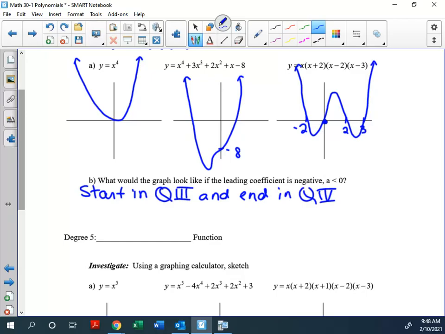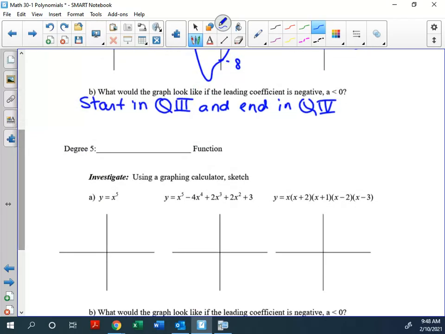How's it going? So far, so good? You seeing the links that we made? Why it's so important to get everything in all the other courses? All right, degree 5, our quintic functions.